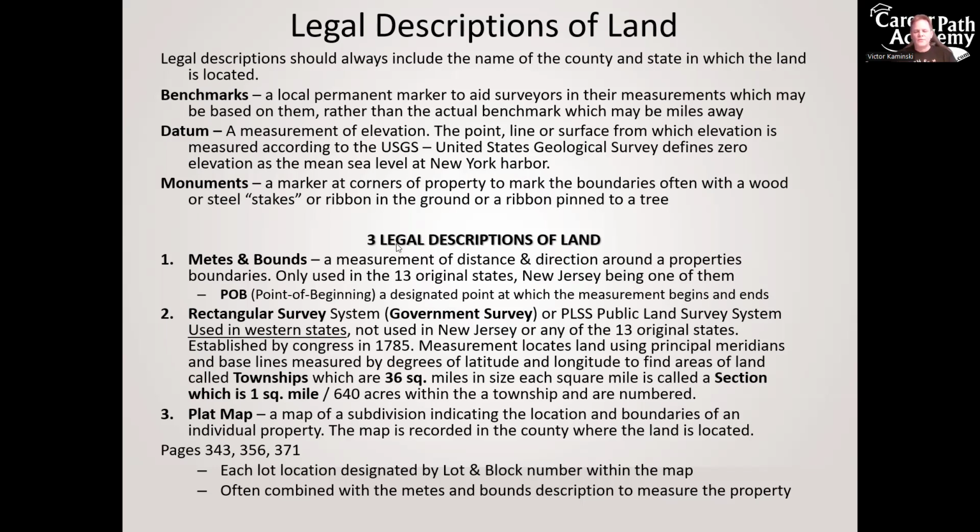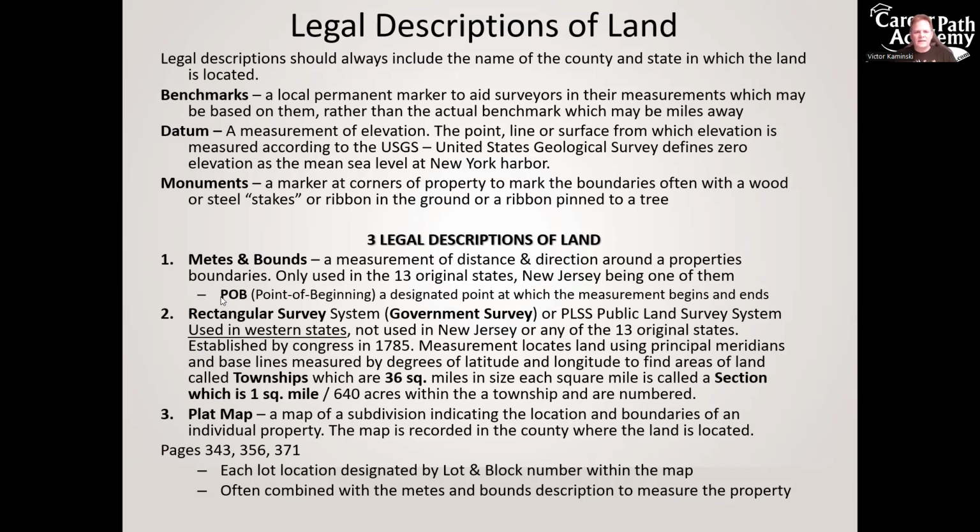So there are three legal descriptions to the land: metes and bounds, rectangular survey, also known as the government survey system, and a plat map. So let's get to the first one here, metes and bounds. Metes and bounds is a measurement of distance and direction. Metes, like meters, that's distance, and bounds, the boundaries of the property. So it's a measurement of distance and direction around the property's boundaries. It's only used in the 13 original colonies, the 13 original states, which New Jersey is one of.